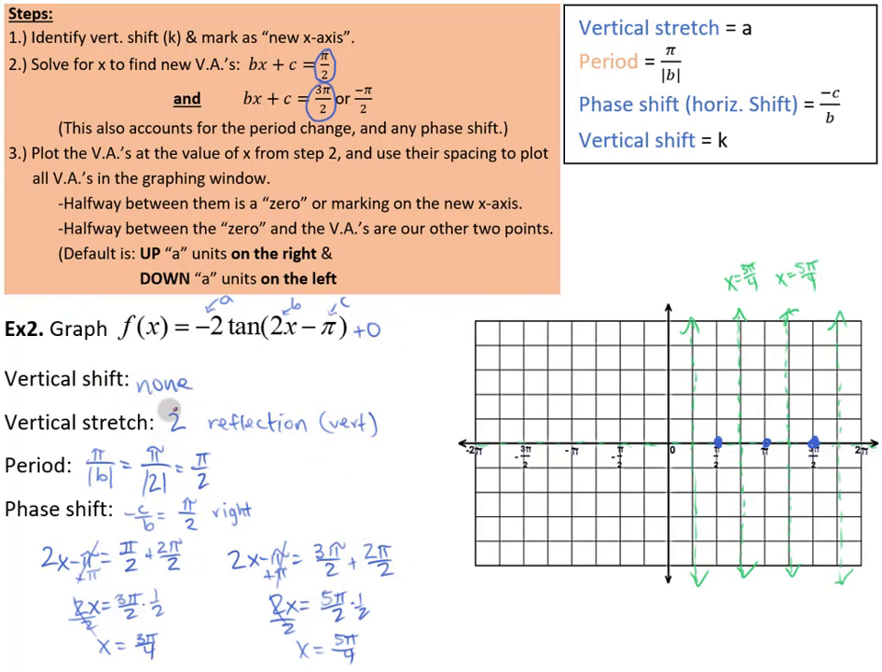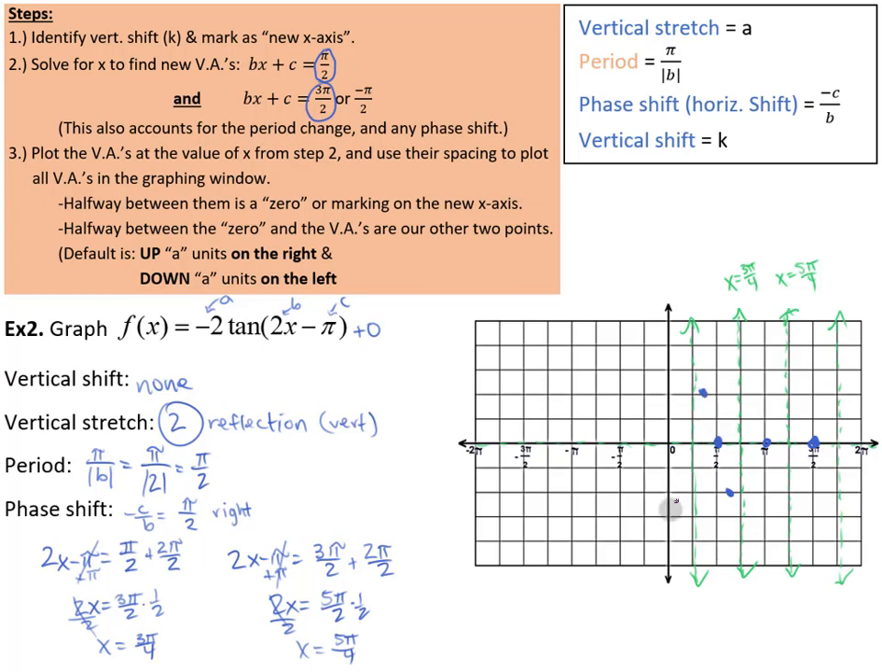Now we're going to use our vertical stretch. Instead of going, remember, halfway between our 0 and our vertical asymptote, we would normally go up 1 on the right and down 1 on the left. However, this has been stretched, so we'd go up twice that distance, right? Since our a value is 2. So this is what it would look like if there was not a reflection, but we do also have a reflection. So we're going to go down 2 on the right and up 2 on the left.